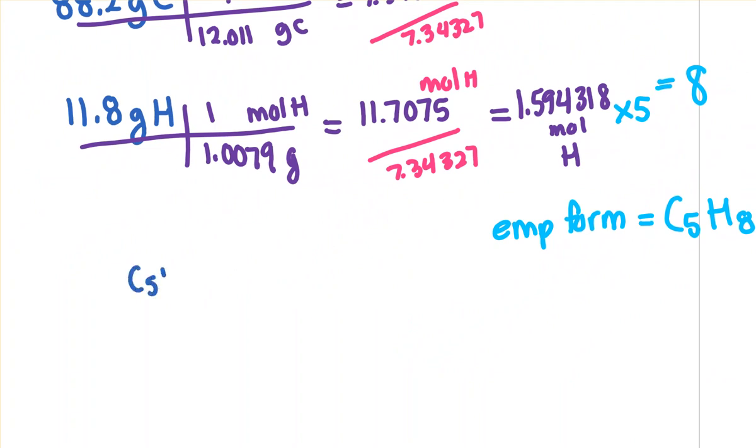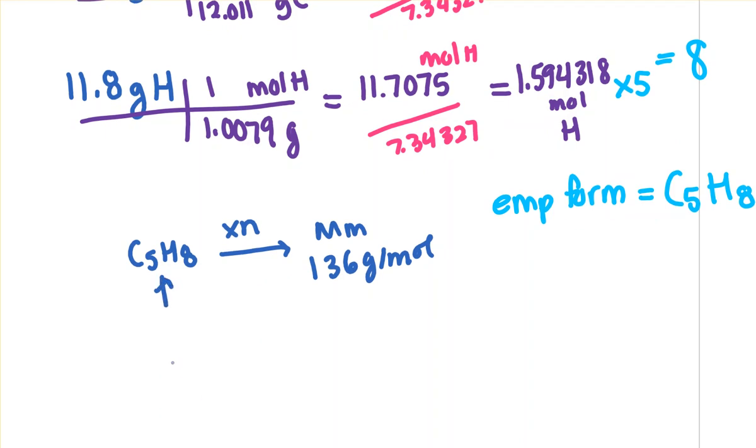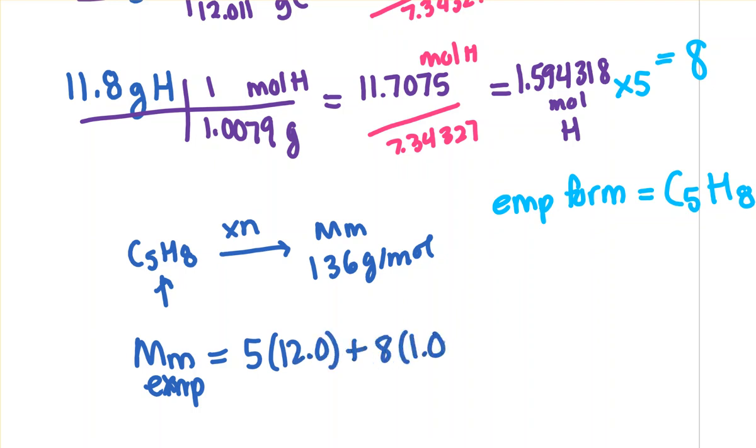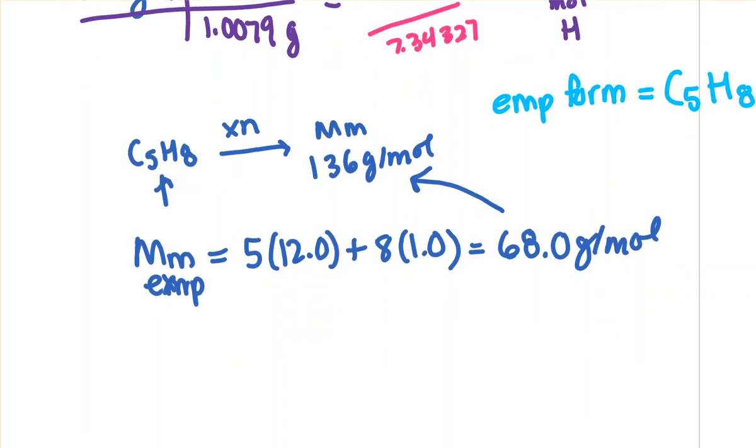Basically what we need to do is see how many of these we need to get to. We're going to multiply by some n in order to get to a molar mass of 136 that was given. And so I need to see what the molar mass of our empirical formula is. And then again, I want to see how many of these it takes to get to that. And that one you could probably just eyeball and know.